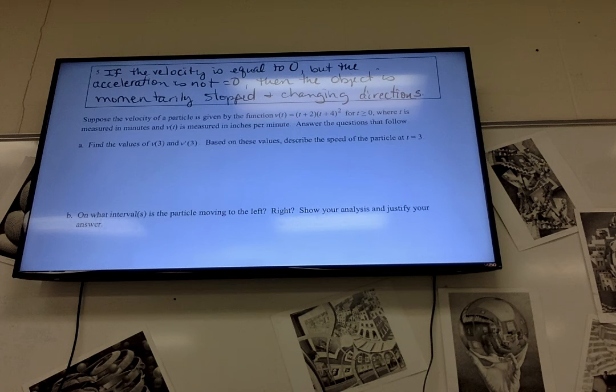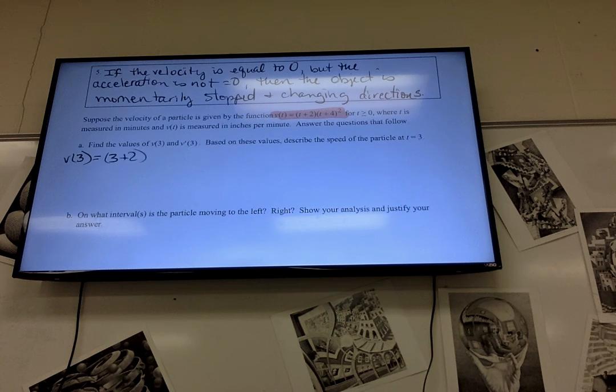So we're going to suppose the velocity of a particle is given by, and then they give us some equation. t is in minutes, v of t is inches per minute, and we're going to answer the questions. A, find the values of v of 3 and v prime of 3, and then describe the speed. So v of 3 would mean the velocity of the object at 3. And here's the formula. So we just plug in 3.